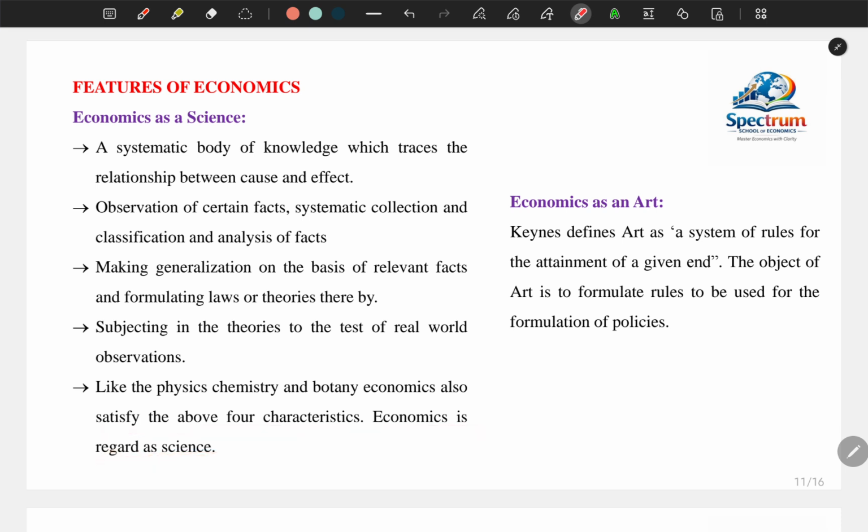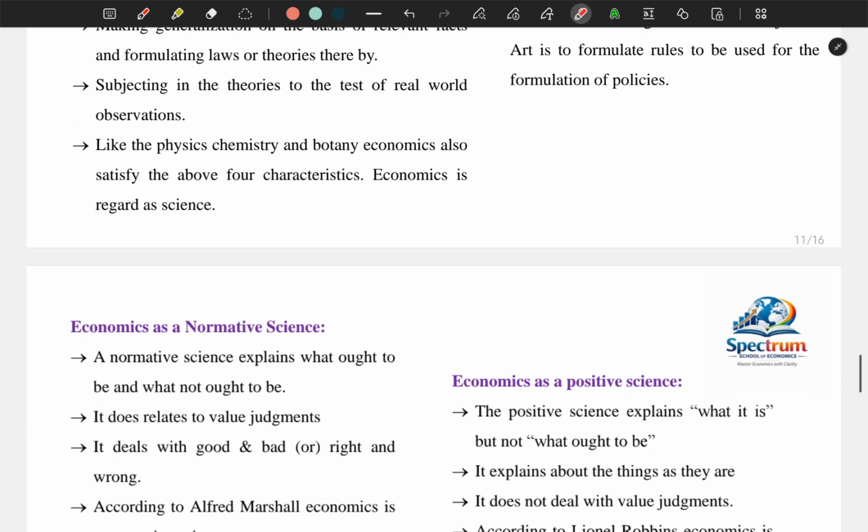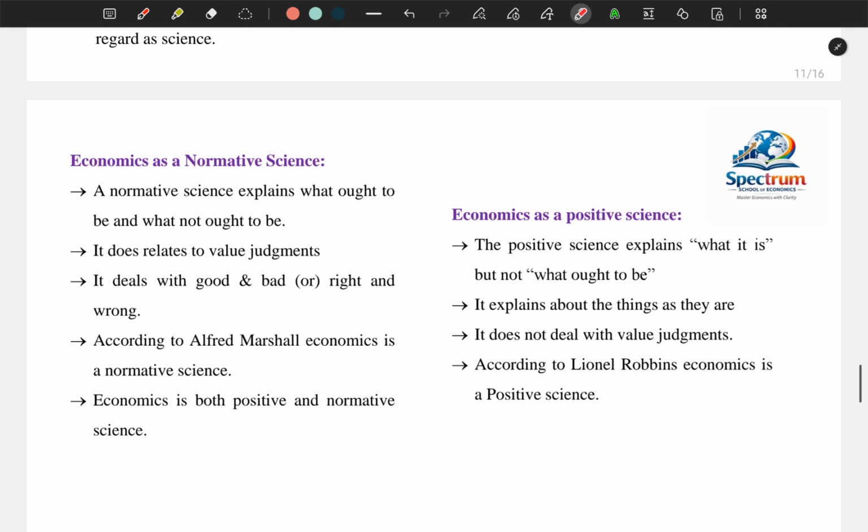As an art, it is a system of rules for the attainment of a given end. The object of art is to formulate rules to be used for the formulation of policies. This is about economics as a science and an art. Then economics is a normative science, or economics as a positive science.